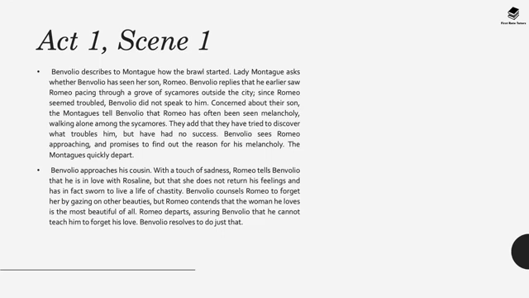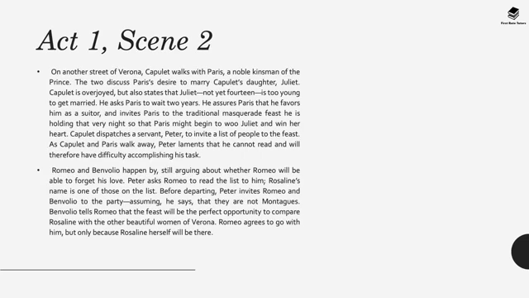Benvolio then sees Romeo approaching and promises to find out the reason for this melancholy. Benvolio does approach his cousin, and with a touch of sadness, Romeo tells Benvolio that he is in love with Rosaline, but she doesn't return his feelings and has in fact sworn to a life of chastity. Benvolio counsels him to forget her by gazing on other beauties, but Romeo contends that the woman he loves is the most beautiful of all, who is Rosaline. Romeo then departs, assuring Benvolio that he cannot teach him to forget his love.